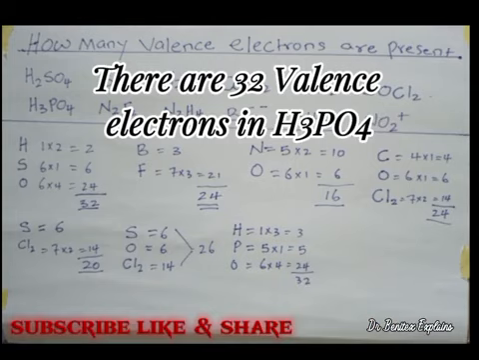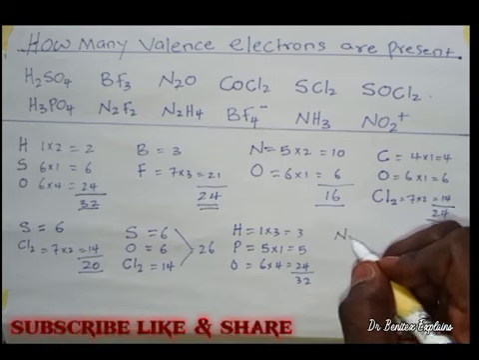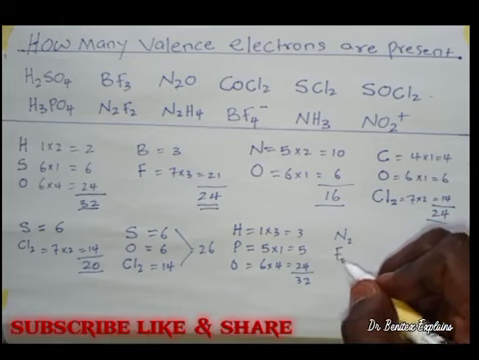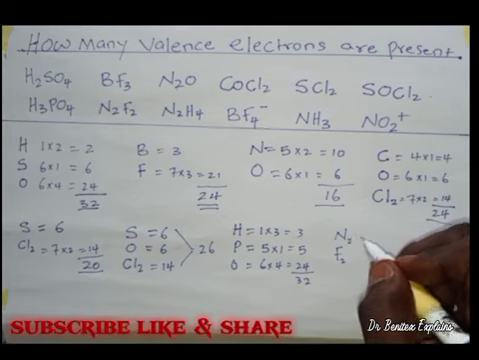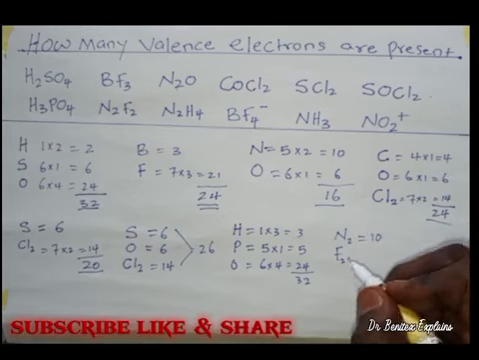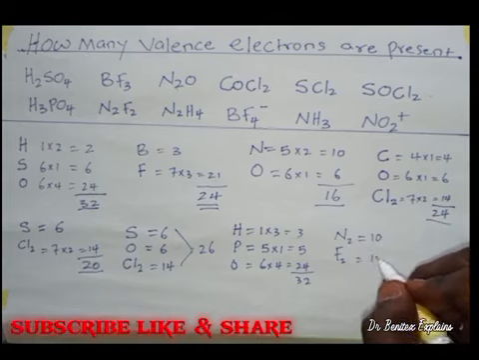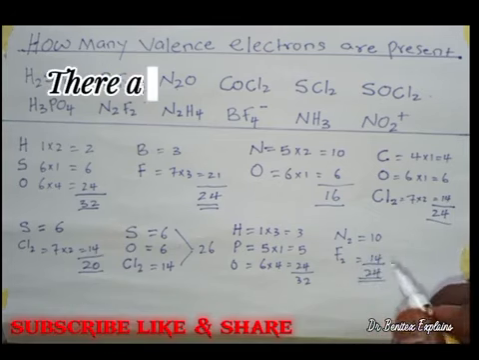Let's go to the next molecule, N2F2. So we have N and F, N2F2. Nitrogen is found in group 5. How many nitrogen atoms are here? 2. 5 times 2 is equal to 10. What about fluorine? Found in group 7. 7 times 2 is equal to 14. So how many? That gives us what? 24 valence electrons in N2F2.